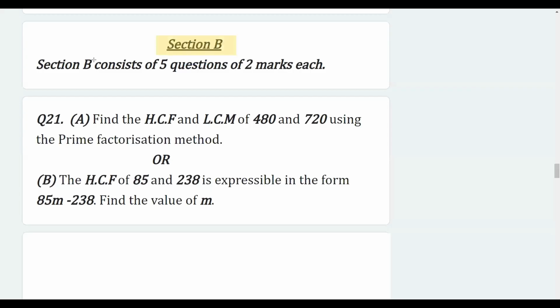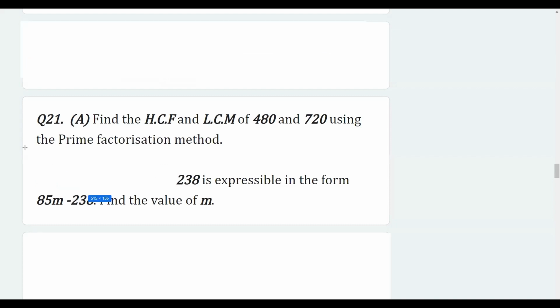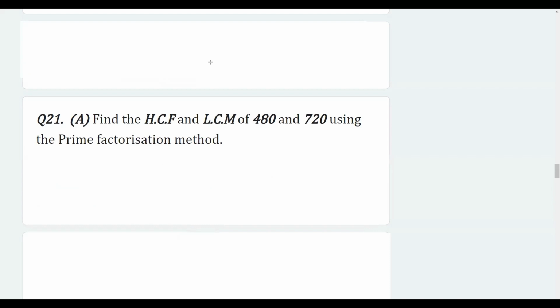Now we are on section B and we have 5 questions of 2 marks in this section. So let's begin with the first question. The first question here, from the real numbers chapter, says: find the HCF of these numbers, 480 and 720, using the prime factorization method.